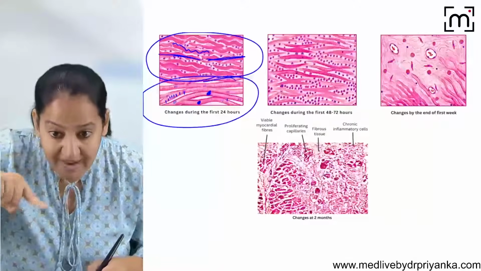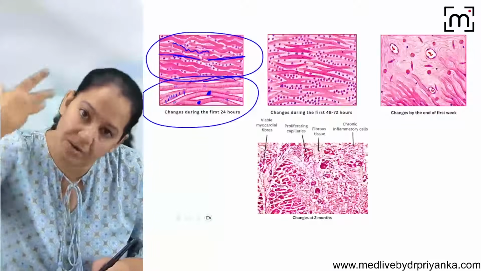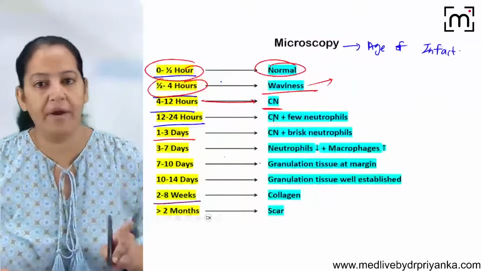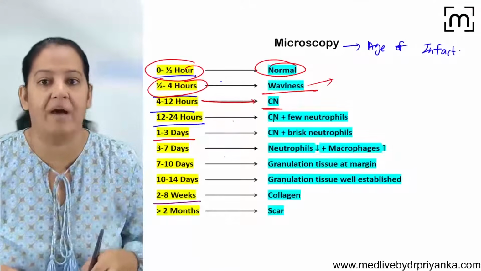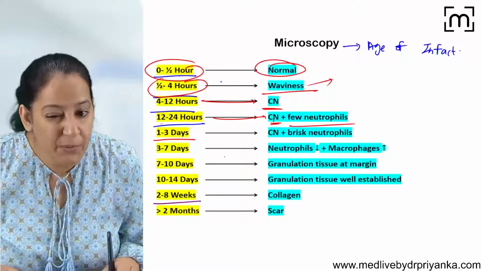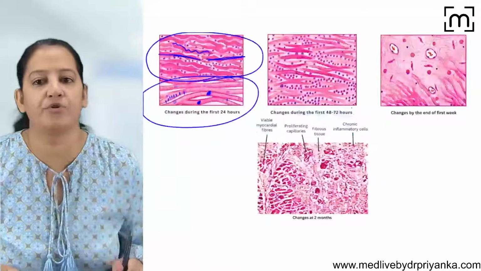See striations in the lower diagram that are lost in our upper diagram. See nucleus in the lower diagram that are lost in the upper diagram. And we have only coagulative necrosis. So coagulative necrosis is there between 4 to 12 hour. At 12 to 24 hour, along with coagulative necrosis, few neutrophils are there. Appreciate the word few. Only few neutrophils are there.